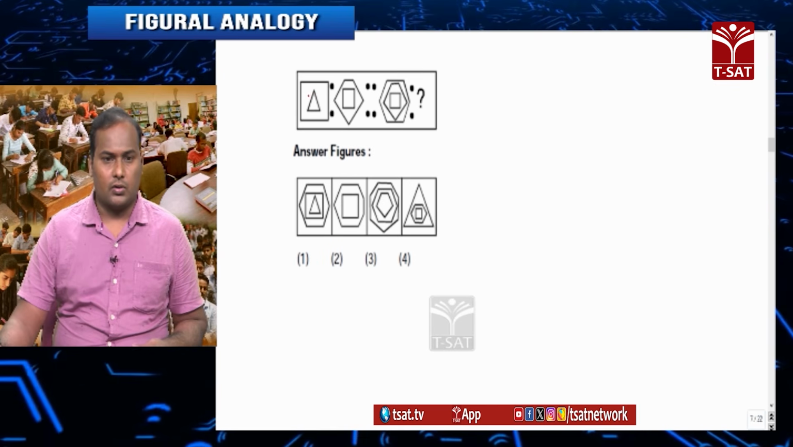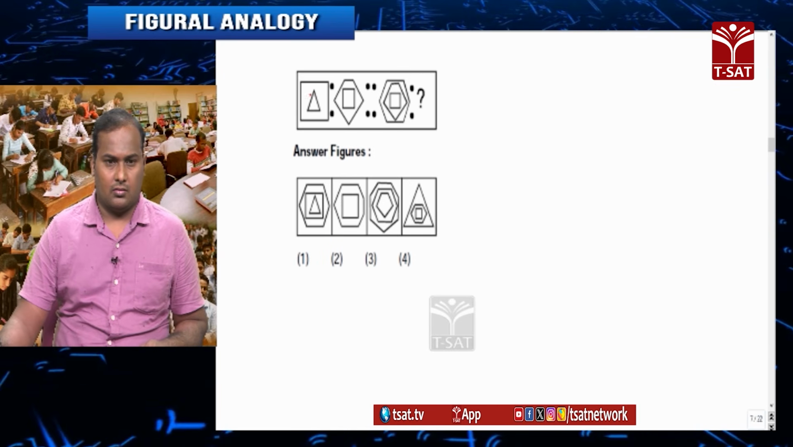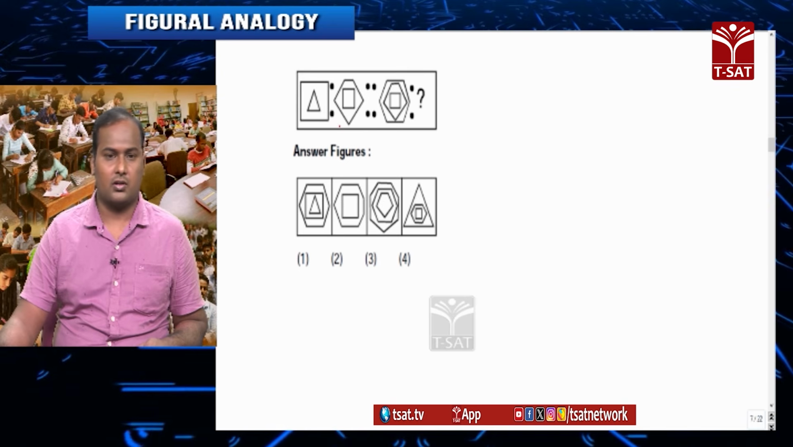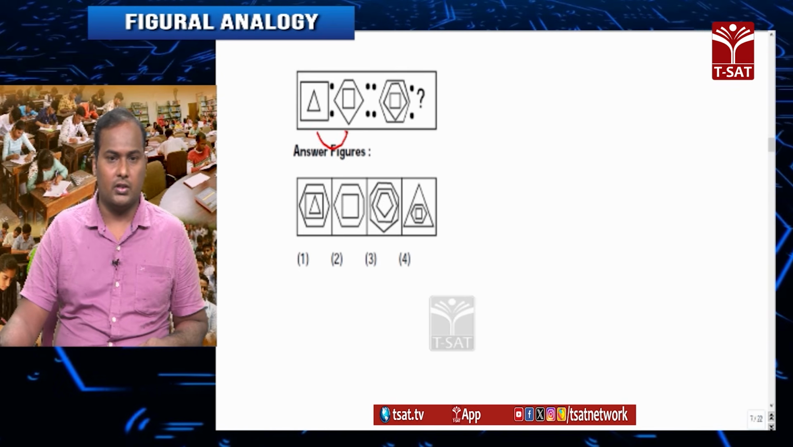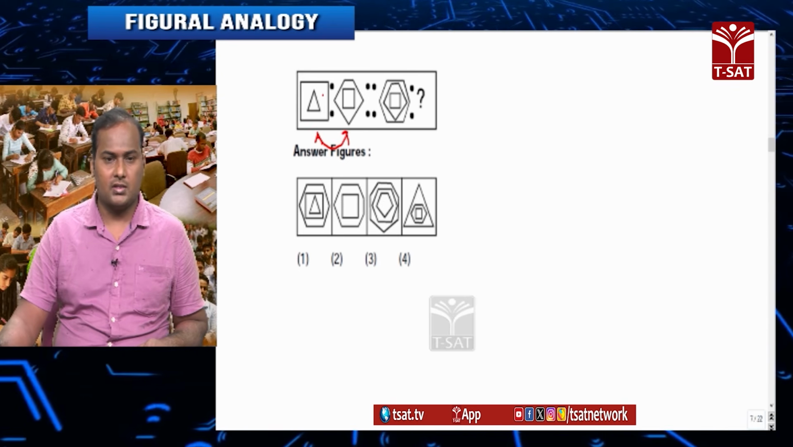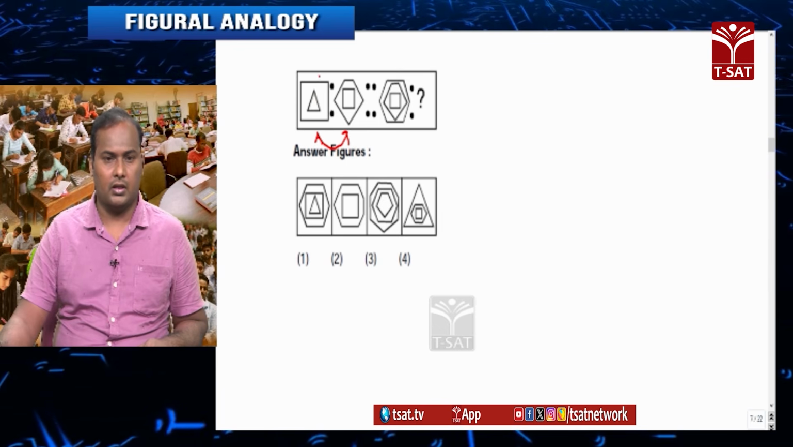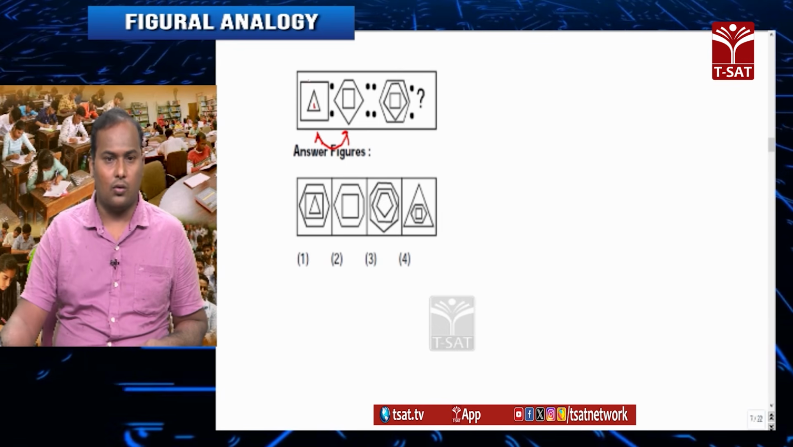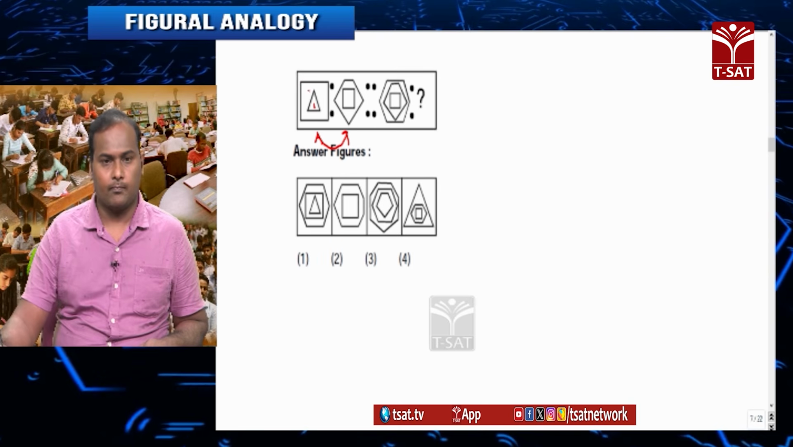See, in this particular question there is a triangle and a square. Now you need to establish the relationship between these two figures. So what is the change? There is an inside figure, there is an outside figure. Here the inside figure is a triangle, and the outside figure is a square.